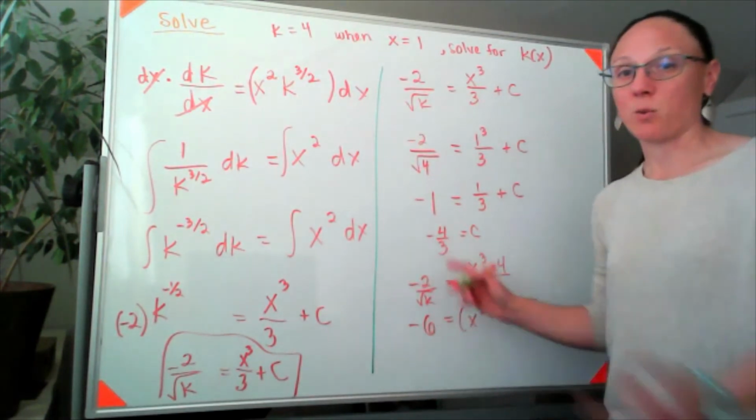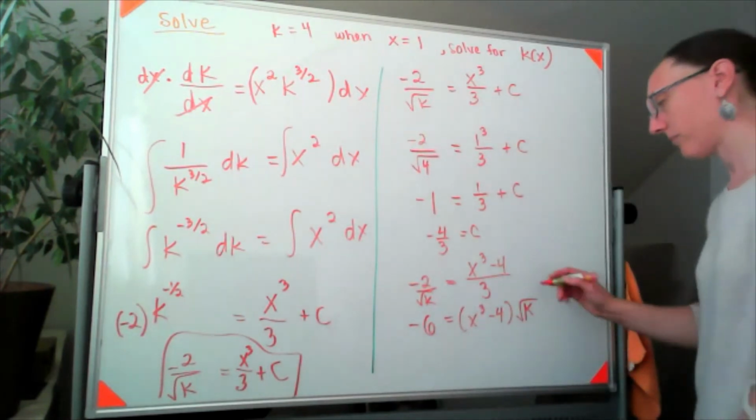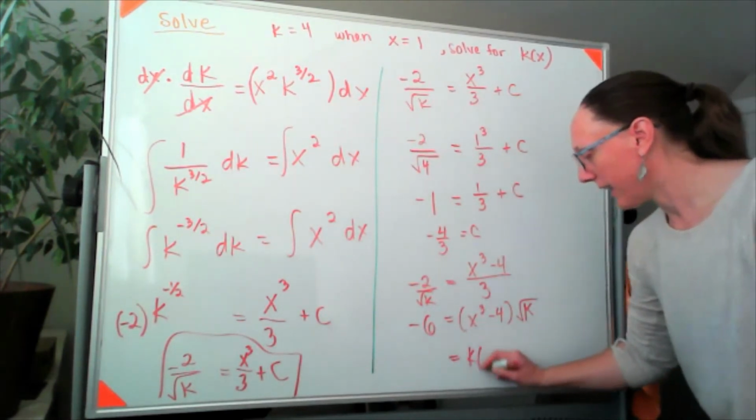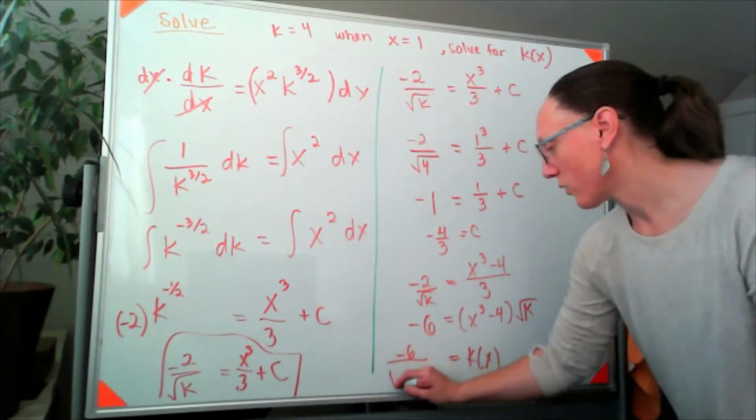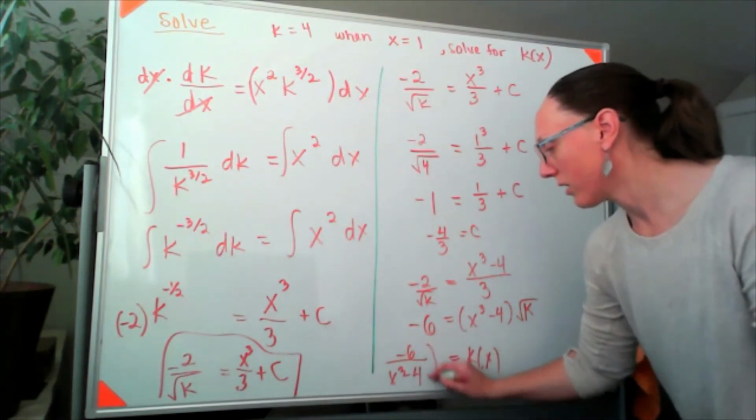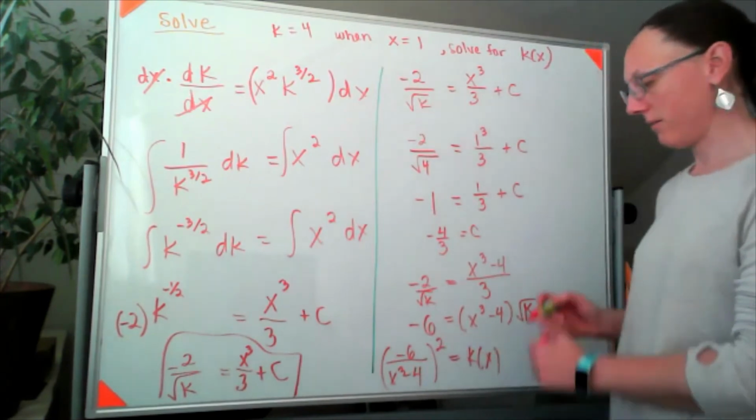Divide by this, square both sides. So I think my k of x is going to look like that: -6 over x cubed minus 4, whole thing squared.